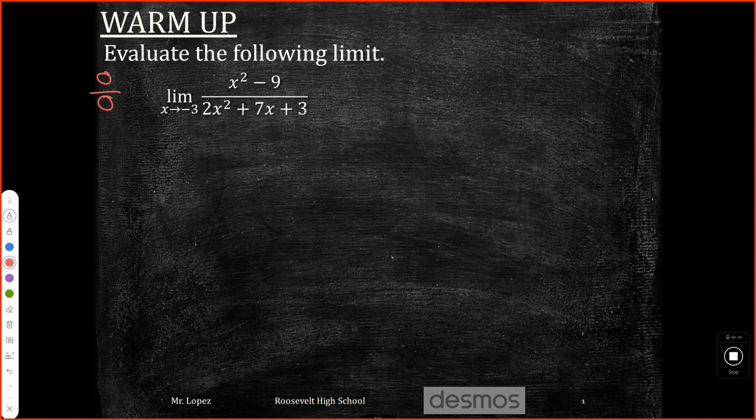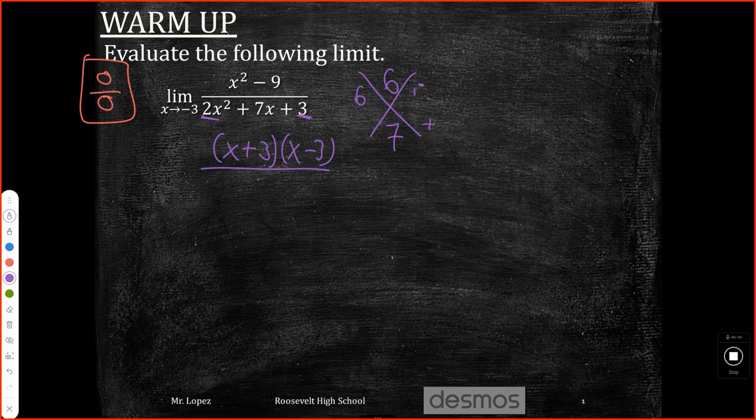So one thing we could do is use some algebra to get around this problem of 0 over 0. So let's go ahead and do some algebra. So x squared minus 9 is a difference of squares. You get x plus 3, x minus 3. And at the bottom, we can do the x method. 7, the middle number goes at the bottom. Multiply the first number times the last, goes on top. And then think of two numbers that multiply to equal 6, add up to 7. So that would be easy. 6 times 1 is 6, 6 plus 1 is 7.